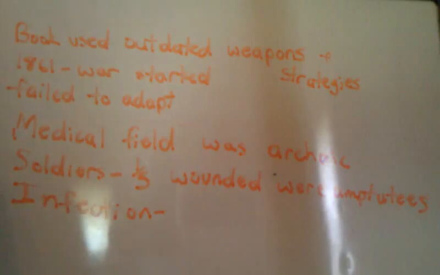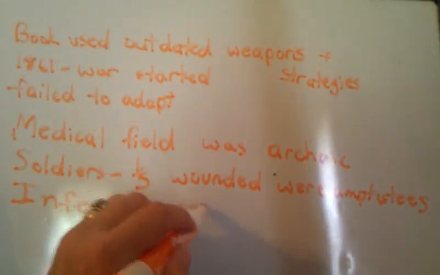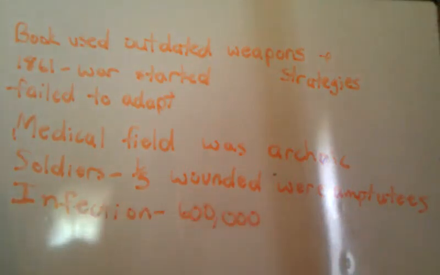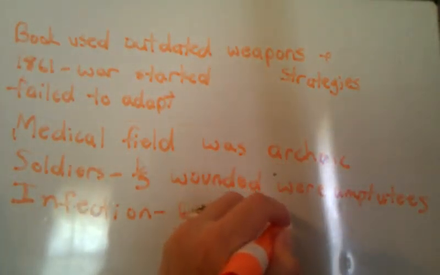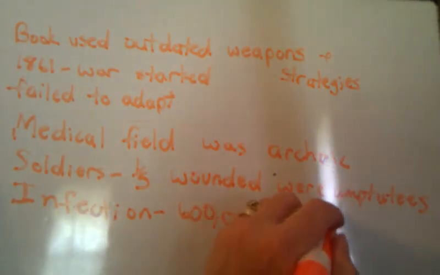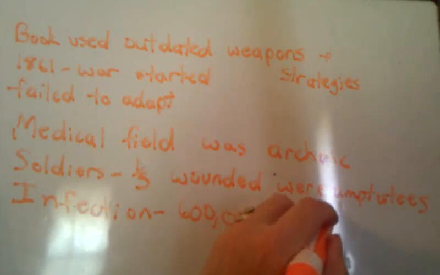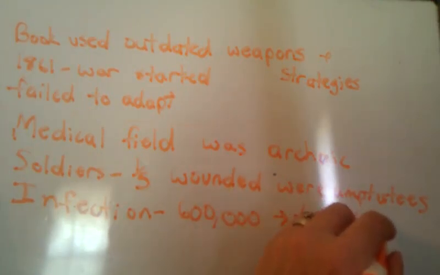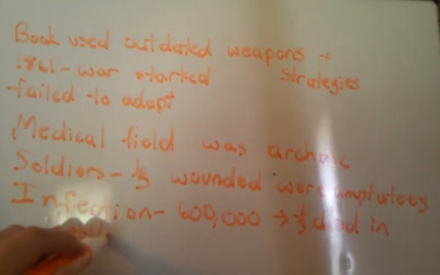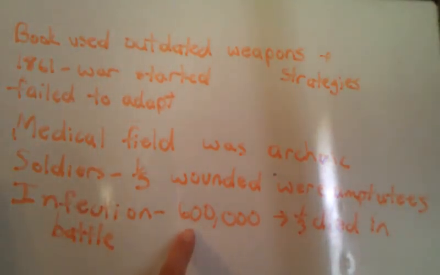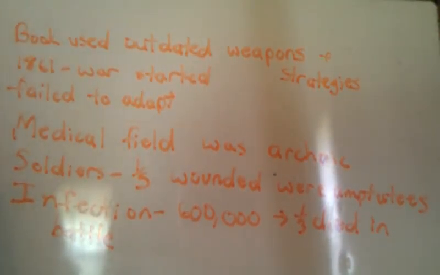It said 600,000 men and women died in the Civil War. Only a third of them died in battle. So altogether there were 600,000 fatalities in the war, but only a third of them died in battle. The rest of them all died of infection. The rest would succumb from diseases and infections.